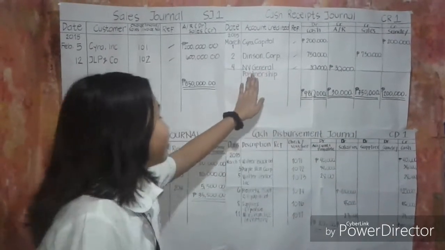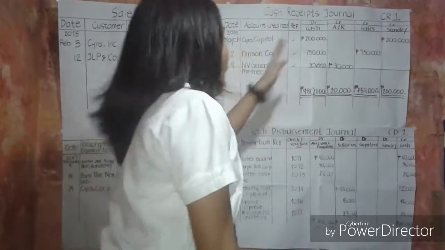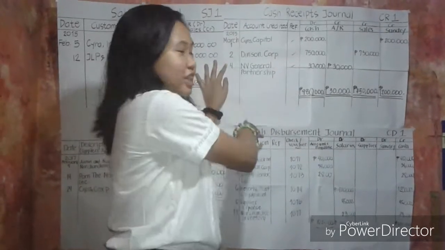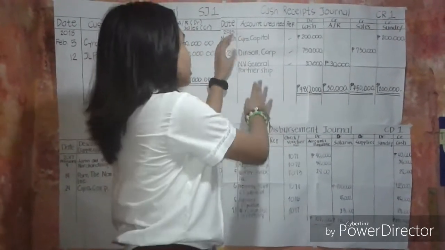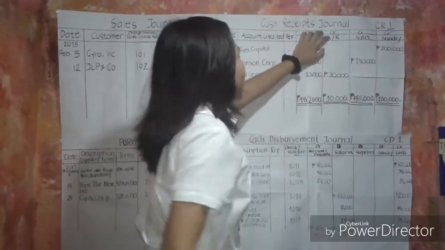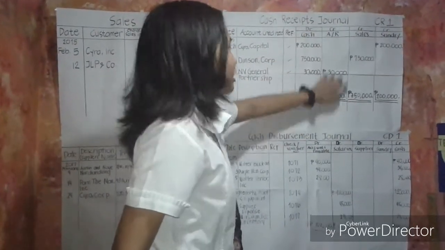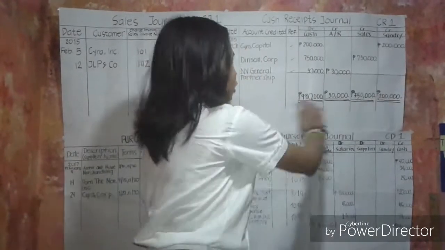The next type of special journal is the cash receipts journal. Cash receipts journal is used in journalizing all cash received. This is an example of a cash receipts journal. The CR1 indicates the cash receipts journal number. On the first column, there's the date of the transaction, then the account credited or the customer, the reference, then the cash column, the accounts receivable column, the sales, and the sundry. The sundry are the miscellaneous or less regular items. Then the cash total, also in accounts receivable, sales, and sundry, then double rule.